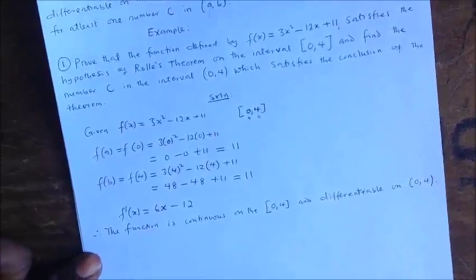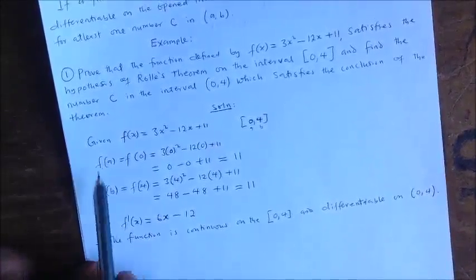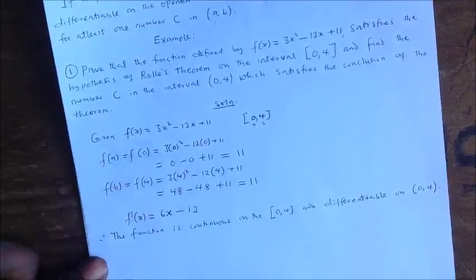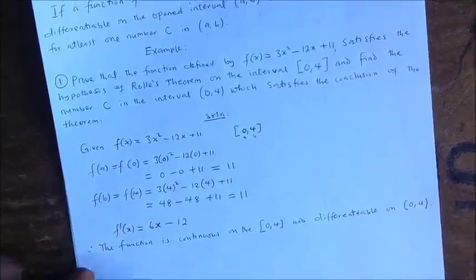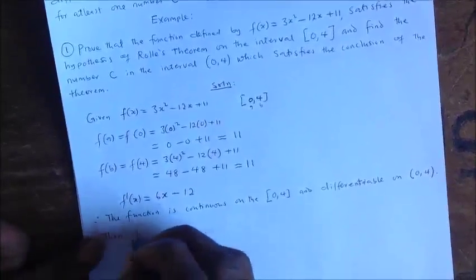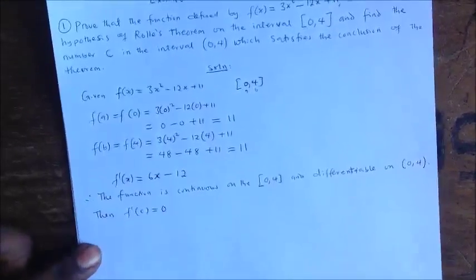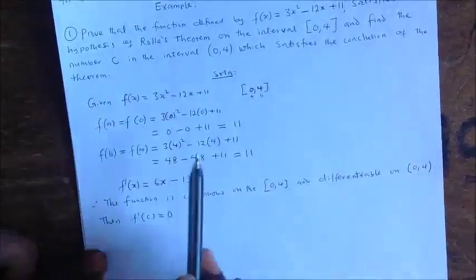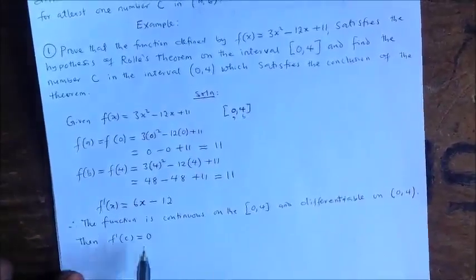And the theorem says if the function satisfies these, and if f of b is equal to f of a, yes, f of b is equal to f of a, because f of b is 11 and f of a is 11. Then f prime of c is equal to 0. At the end, we are asked to find that number c that exists between that interval, which satisfies the conclusion of the theorem. And this f prime of c is equal to 0 is the conclusion of the theorem.